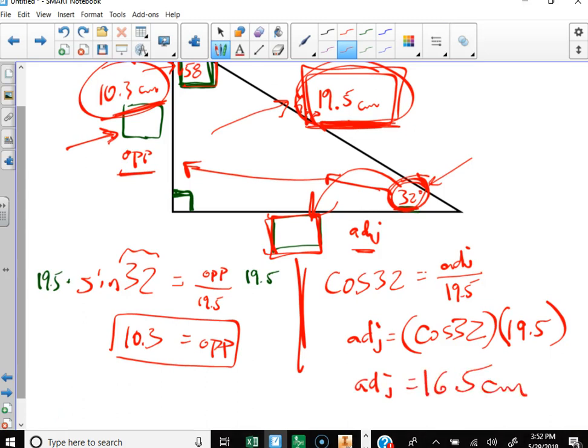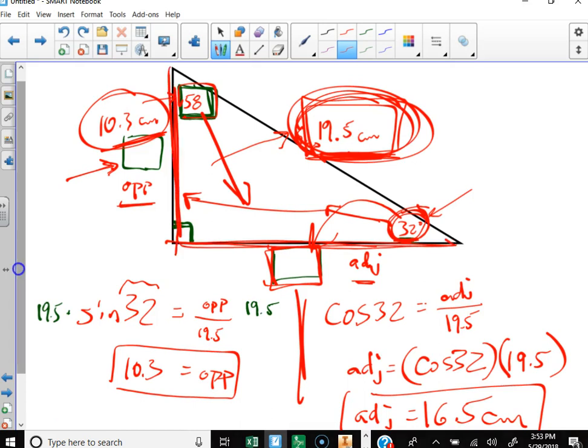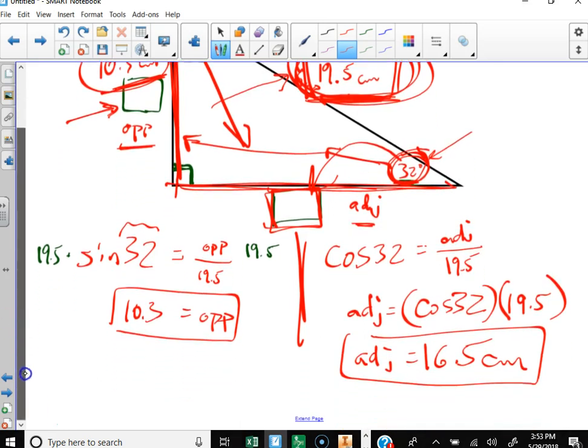This is a good time to check and see, does that make sense? Well, the longest side should be the hypotenuse. Yes, good. It is still the longest side. The 58-degree angle should have the bigger side as its opposite. So this side should be longer than this one. And it is, by a little bit. Not a ton, but a little bit. So this all makes sense to me so far. All right, so that's one example problem.